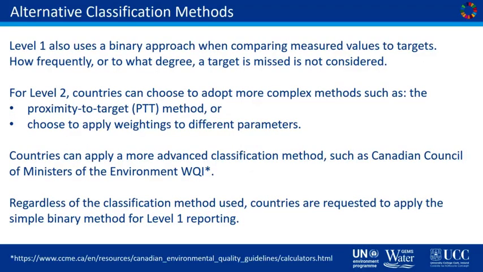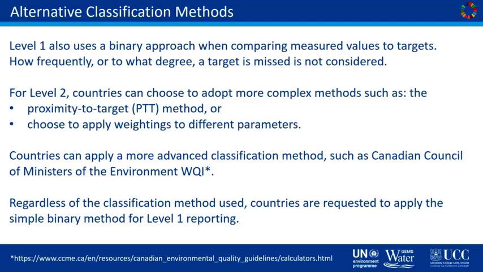Level 1 also uses a binary approach when comparing measured values to targets. How frequently or to what degree a target is missed is not considered. This binary approach was adopted for Level 1 in order to keep the method simple. For Level 2, countries can choose to adopt a more complex method if they wish, such as the proximity to target, where a score of 100 indicates that the target is met, and decreasing scores indicate an increasing distance from the target. Additionally, the simple water quality index used for Level 1 reporting treats each parameter group equally, with no weighting applied to any parameter group.